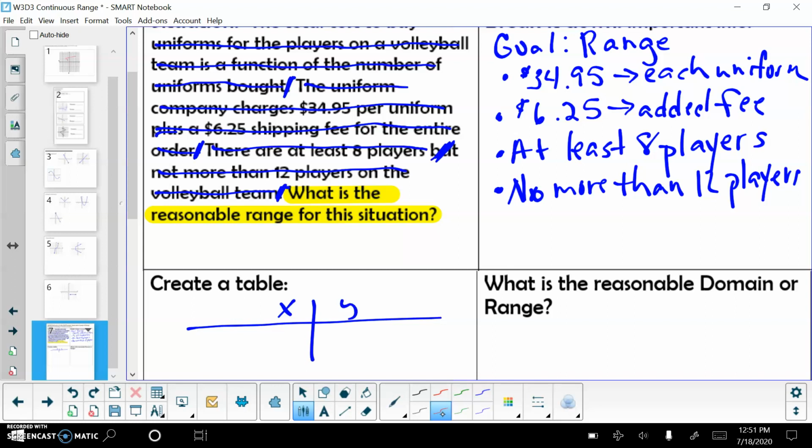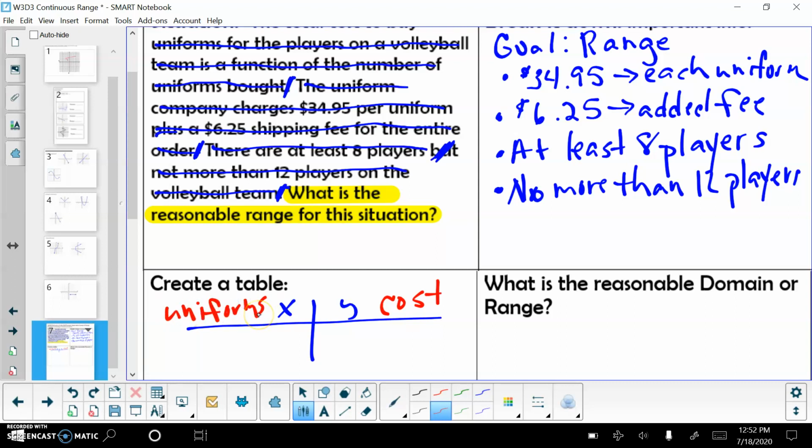So I'm noticing I've got uniforms, which is the same thing as players. But I'm just going to do uniforms, and then basically I've got cost here. How much is everything going to cost? So those are my 2 different things. One of them is going to be my X, and one of them is going to be my Y. Now remember, the Y is the dependent variable, and cost depends upon how many uniforms you buy. So since cost is dependent, cost is going to be my Y. The uniforms is independent.